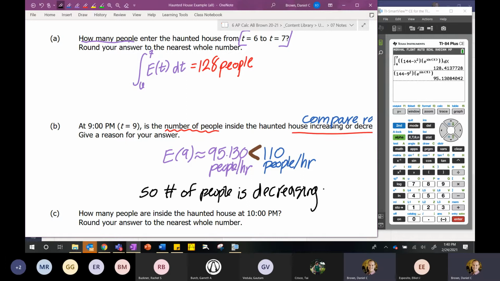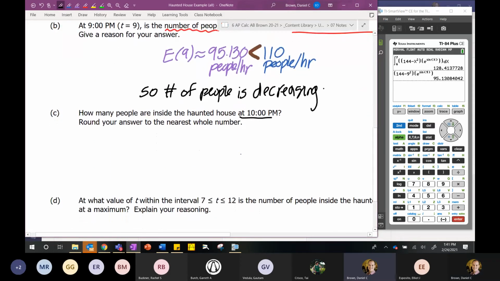Looking at C, it asks it a little bit differently. It asks you how many people are inside the haunted house at 10 p.m. So we just have one time to talk about. The way that we're interpreting that one is up until 10 p.m., overall total, how many people are in the haunted house. That's going to include the number you started with, all the people who have entered till 10, and then subtracting all the people who have left up until 10. So this one, again, we're going to set it up and then use our calculator to evaluate it.